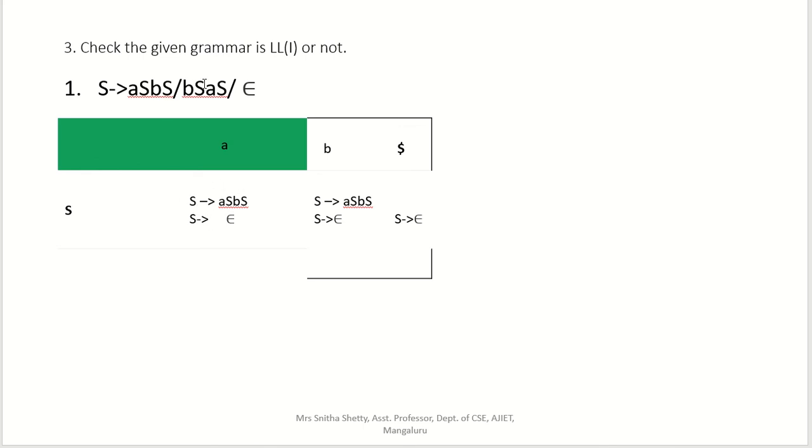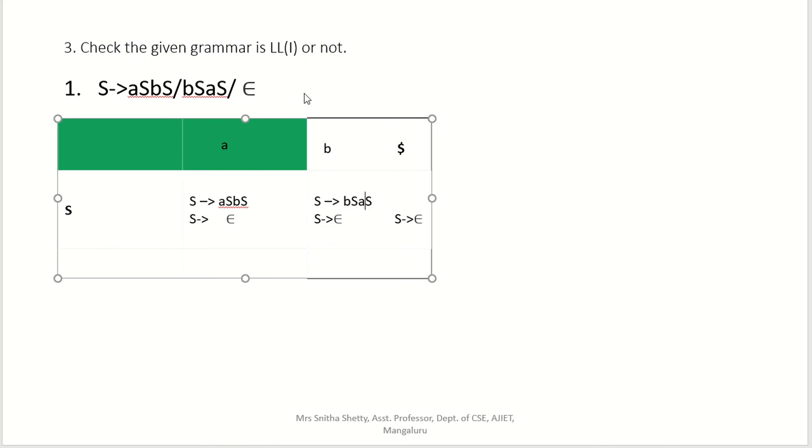Now look at one more production: S gives bSaS. So where should I place it? The first of this is b, so I can place it here. Sorry, there was a mistake here, let me change it. It is bSaS, okay, bSaS.